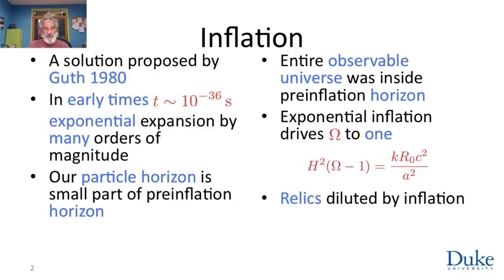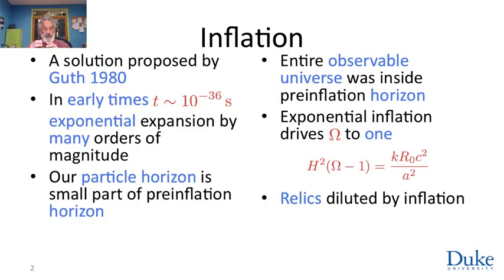This was first publicly, in a well-known way, developed by Alan Guth in 1980, although there were Soviet efforts that we did not hear about until later. And Guth's idea is the following. Imagine that at early times, at 10 to the minus 36 seconds, below the GUT energy scale, so after the grand unified theory time but before the electroweak transition, the universe underwent exponential expansion by many orders of magnitude, 10 to the 30, say. Some large number, 10 to the 50.